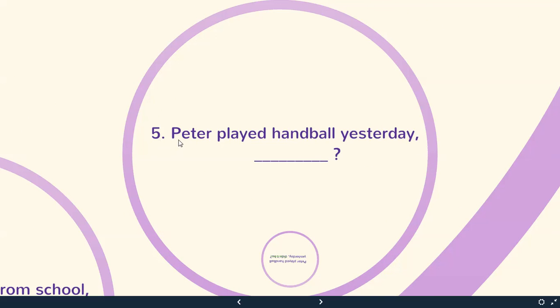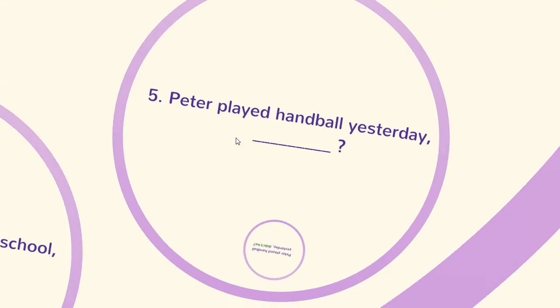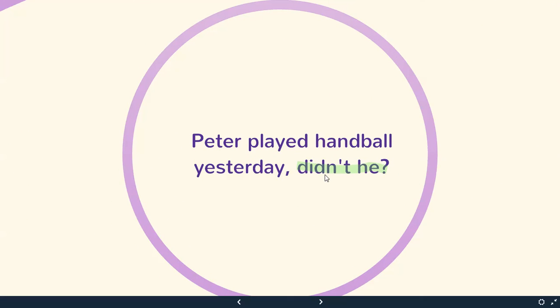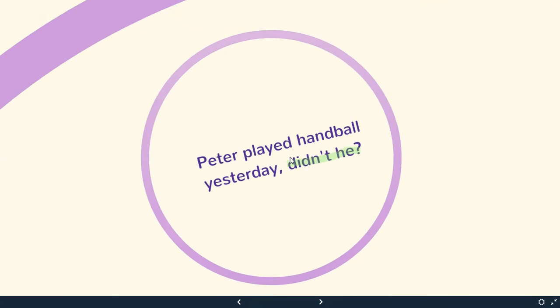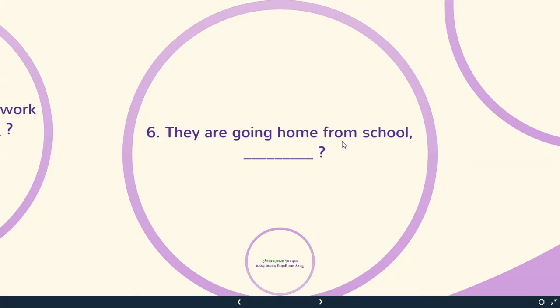Number 5. Peter played handball yesterday. Peter played, I have a verb in the simple past. So, Peter played handball, didn't he? Why do I use didn't? Because we have the verb played in the past simple. They are going home from school. The sentence is positive, so the question should be, aren't they?